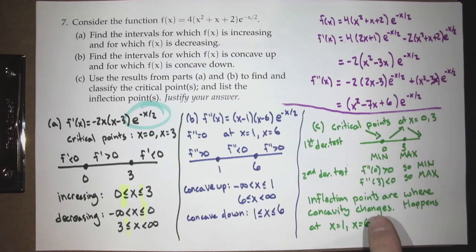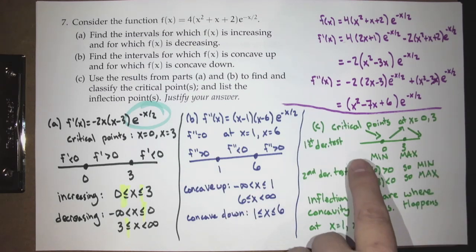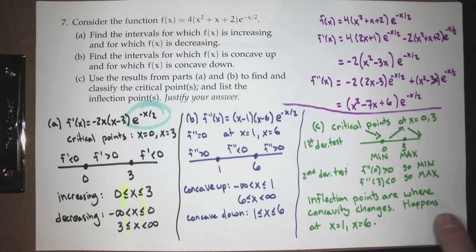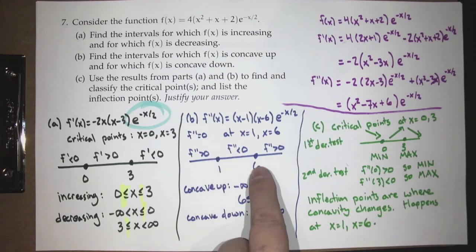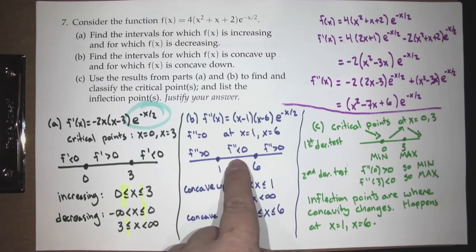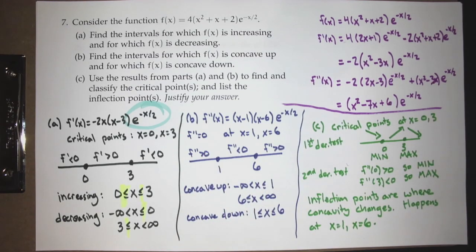All right, so finally, part C. We have critical points at 0 and 3. If we do the first derivative test, we see 0 is a min, 3 is a max. If we do the second derivative test, we find out that 0 is a min and 3 is a max. Is it surprising that they gave the same answers? No. They will give consistent answers. Now, sometimes the second derivative test is inconclusive, but if they both say min or max, they will both say the same thing. And then we do see that, in fact, the sign does change, which means that both 1 and 6 are inflection points.